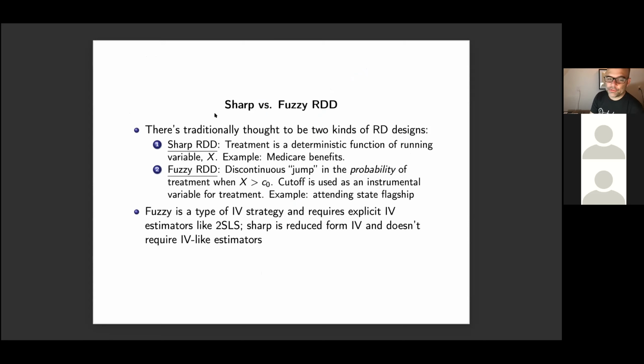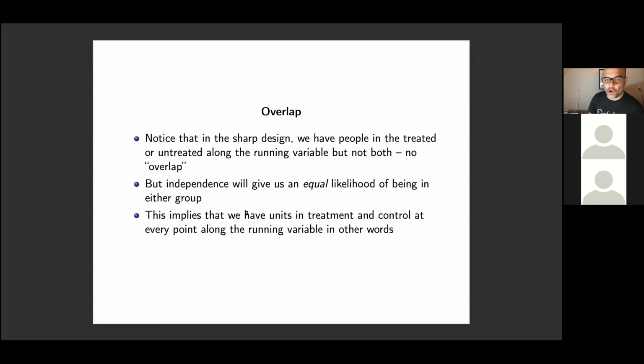So there's two types, sharp and fuzzy. Fuzzy is basically an instrumental variable strategy. It requires an explicit IV estimator like two-stage least squares. Sharp is not technically instrumental variables. It's more like what's called a reduced form IV. It doesn't require all the IV-like estimators. So notice in the sharp design, all right?